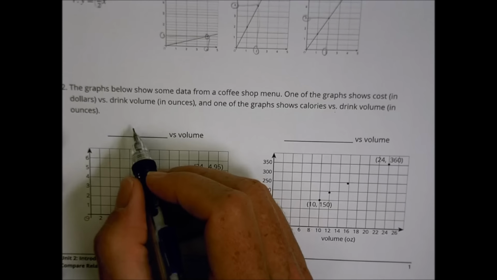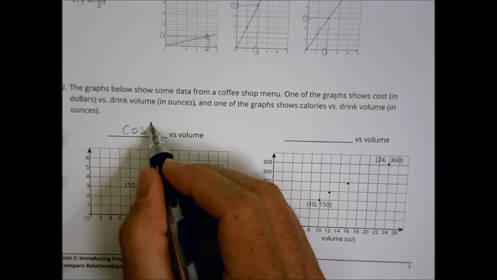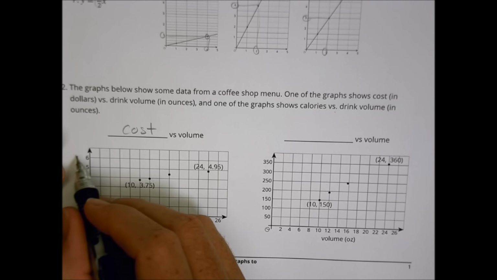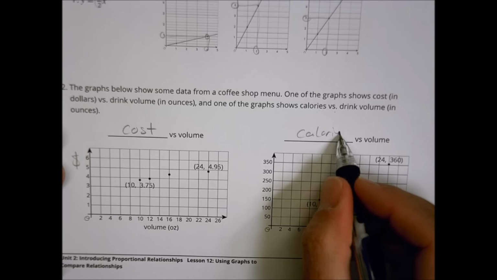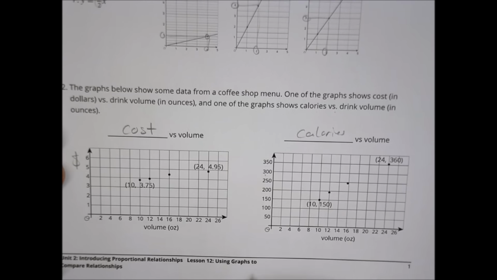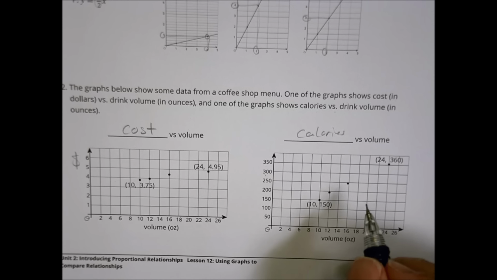So this probably here is going to be our cost in volume. This looks more like a dollar amount over here, and this over here is calories, because those are more calorie values. You can see the calories are increasing by how much I'm drinking. The second part, B, says which quantities appear to be in a proportional relationship.